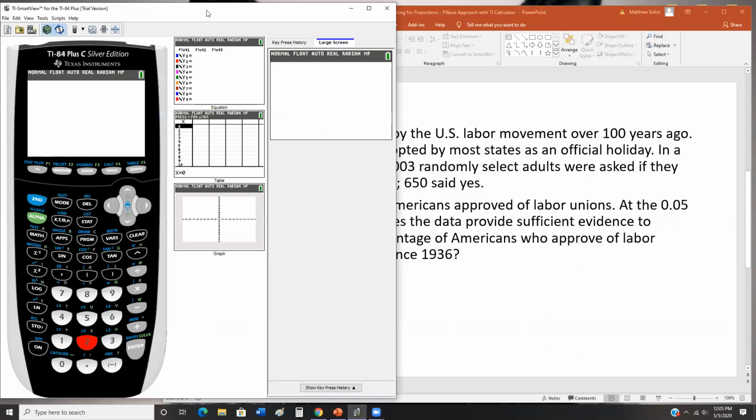Well, first off, if you look at the survey that came out, 650 people said they approve of labor unions out of the 1,003 people they surveyed. So it's down to a little bit less than 65%. Okay, so that seems like a decrease. But this is just one survey. So can we conclude from this single survey, say for sure, that the proportion of people who approve of labor unions has gone down?